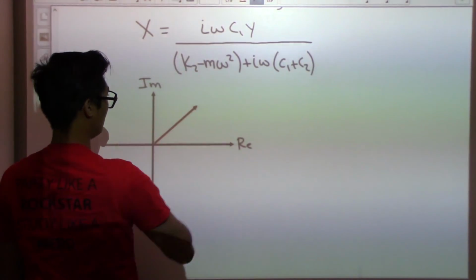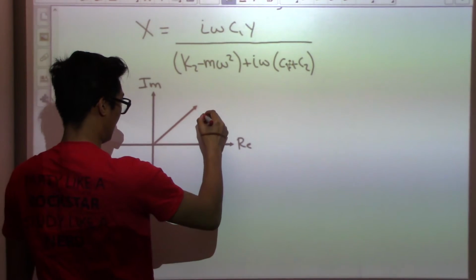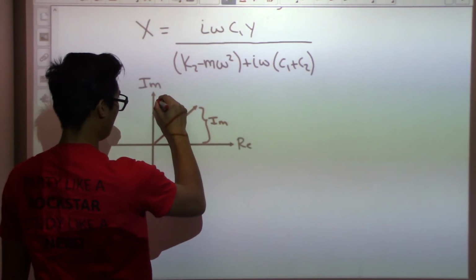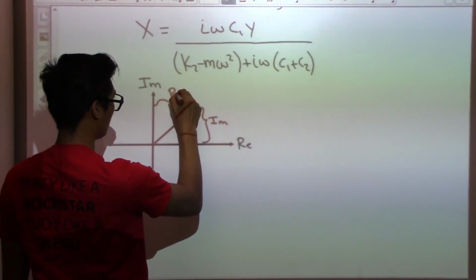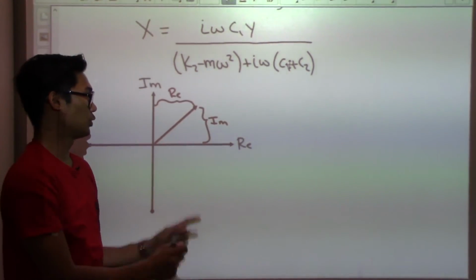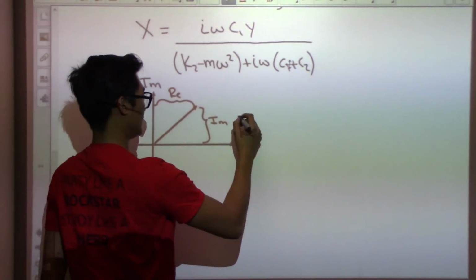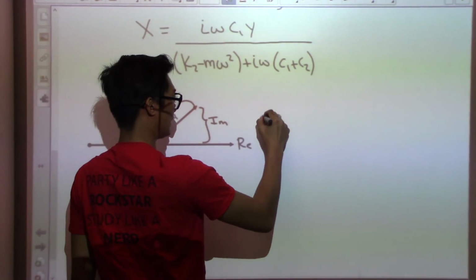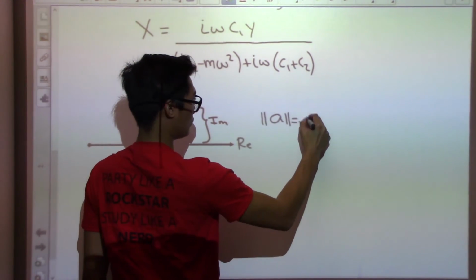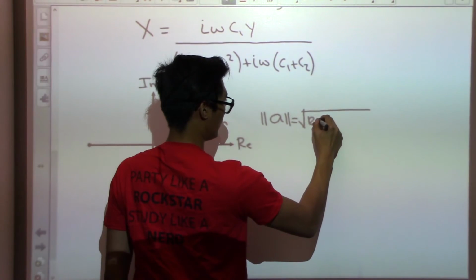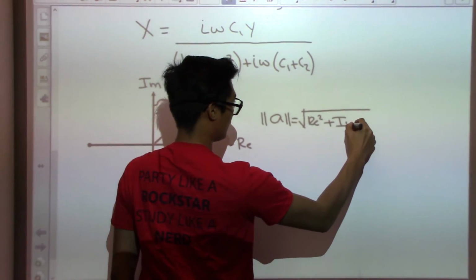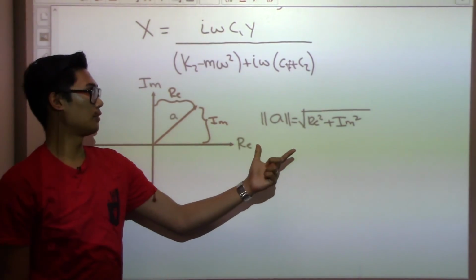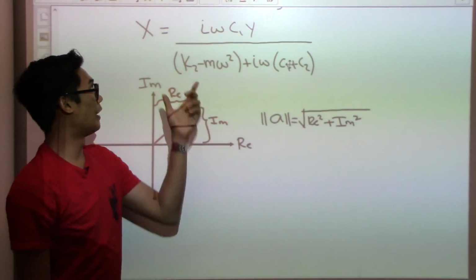This vector here has some imaginary part, and it also has a real part. To find the magnitude of this vector, let's call this A. The magnitude of A is equal to the square root of the real squared plus the imaginary squared. This is going to be the technique in figuring out how to solve for the value for x without all these imaginaries.